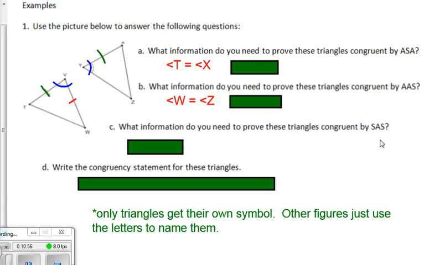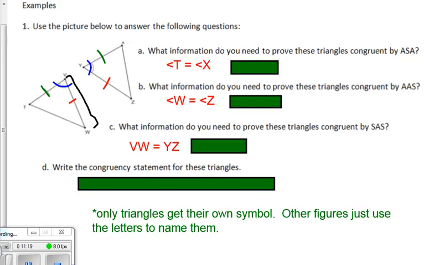So that would be this side right here. So we'd have side, angle, and side. And in this case, in our other triangle, it would be this side right here. Now you can see that the angle is in between two sides that are congruent to each other. So what information do we need to know? We need to know that the length from V to W, so here to here, is the same as from Y to Z. So VW equals YZ.